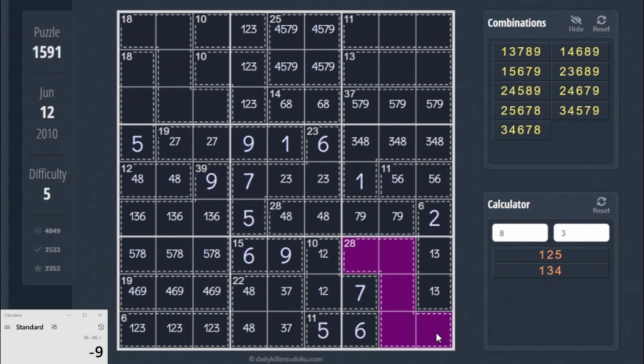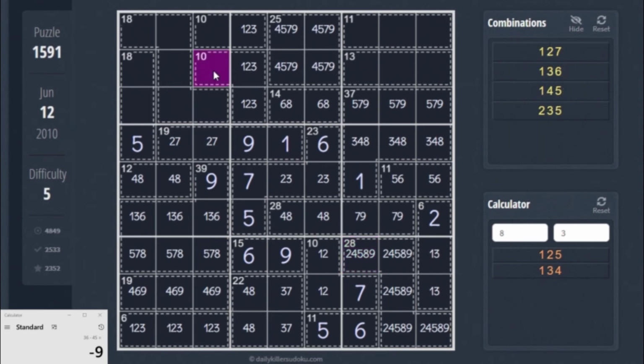Next, we can start working on this cage. So we already have 1. We don't have 2, 3, 4, 5, 6, 7, 8, 9. So it's 1, 2, 3, 4, 5. 1, 2, 3, 4, 5. Alright, that's correct. All good. We can leave it there. We can start working on this one.